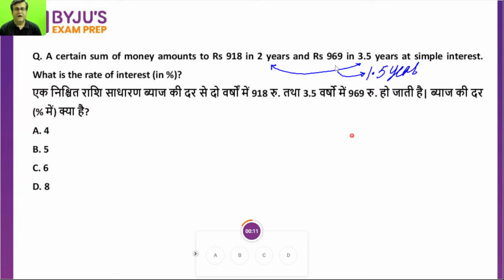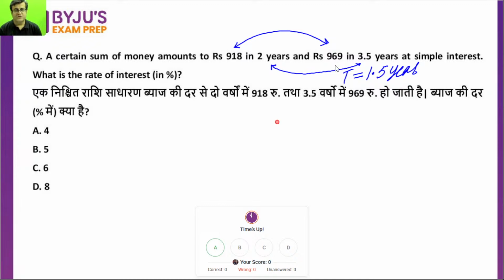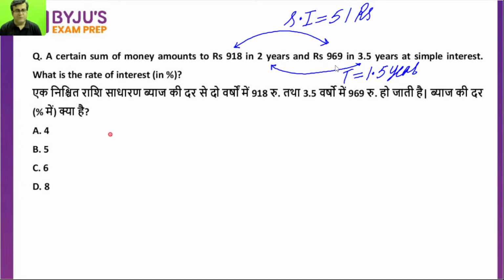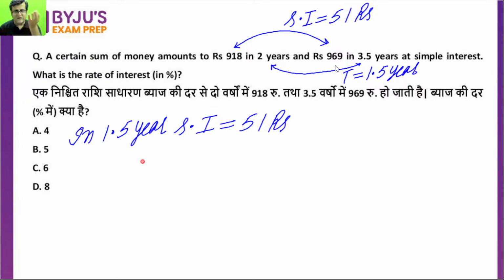How much is the time gap now in this case? If somebody deposited the money for 3.5 years and another person deposited the money for 2 years, the difference is 1.5 year. The gap between the amounts is 51 rupees. It means in 1.5 year, simple interest is equal to 51 rupees. This is quite simple, visible to everyone. You can subtract the time, 1.5 year, and the difference between the amounts is 51 rupees. So in 1.5 year, simple interest is 51 rupees.